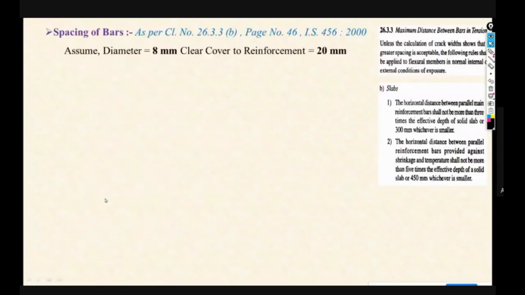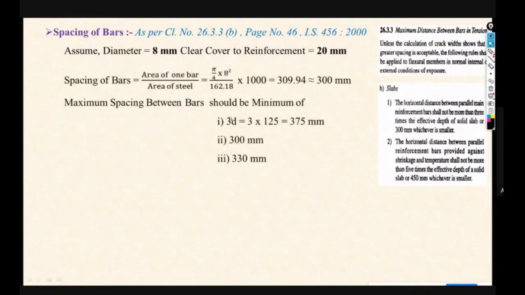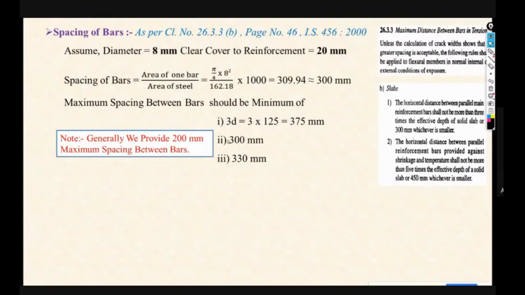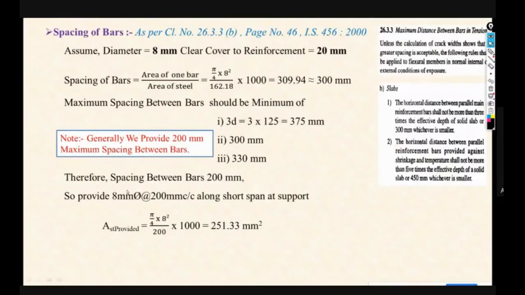Then calculate spacing assuming diameter, same criteria that we have discussed in one-way slab. Okay, so 8 mm over 200, that 200 criteria is not given in IS. It is as per our consultancy. Means in our consultancy we are using maximum 200 mm spacing.